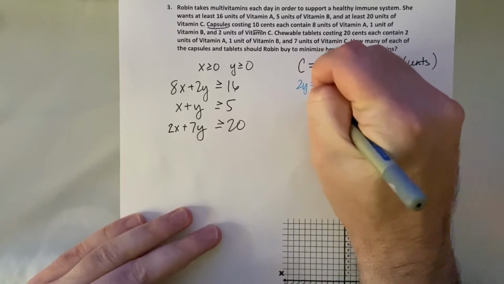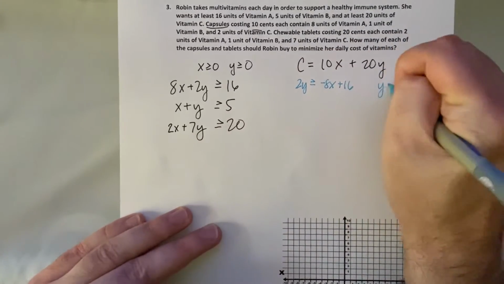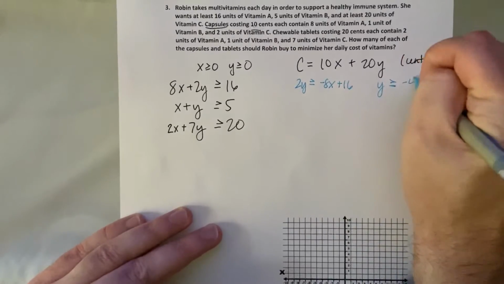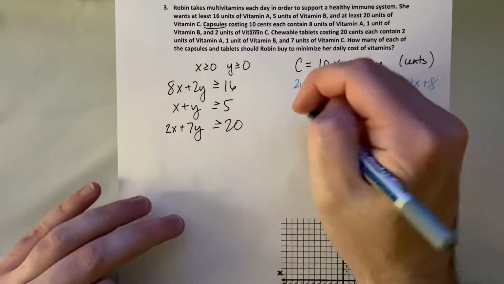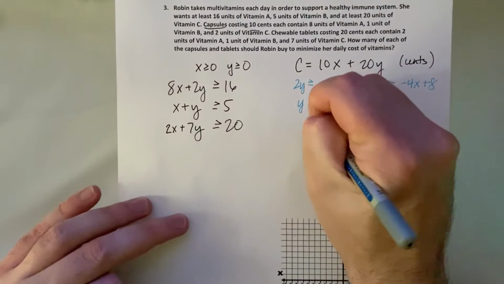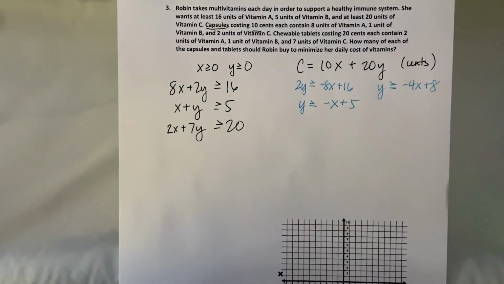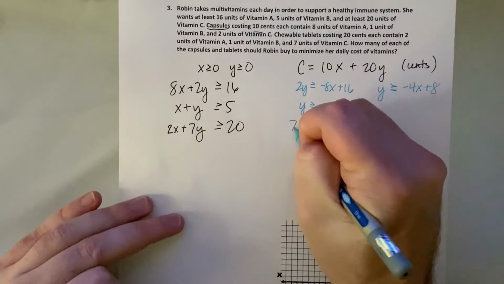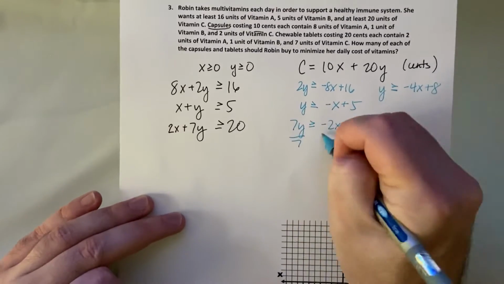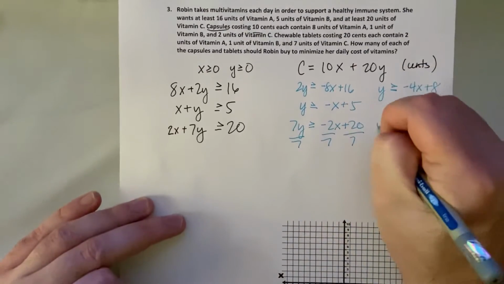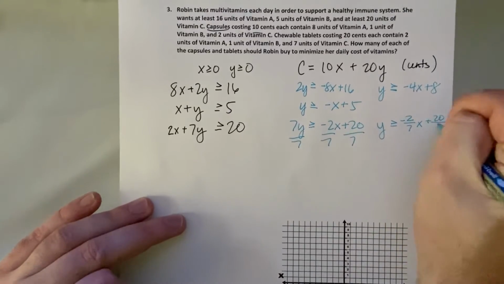2y is greater than or equal to negative 8x plus 16. Divide by 2: y is greater than or equal to negative 4x plus 8. Second equation, y is greater than or equal to negative x plus 5. Well, there's not anything to do there. And lastly, 7y is greater than or equal to negative 2x plus 20. Divide by 7. You get y is greater than or equal to negative 2/7 x plus 20/7.